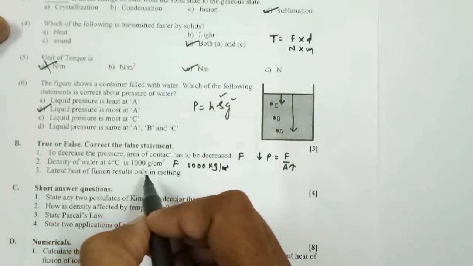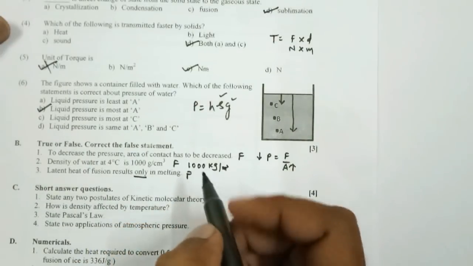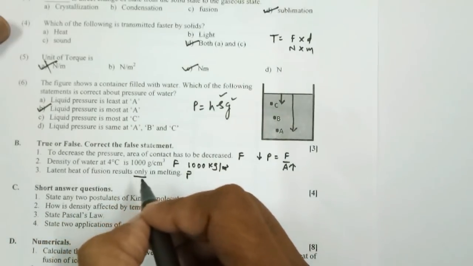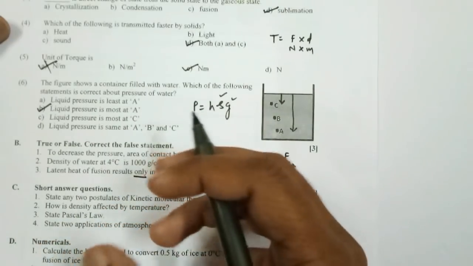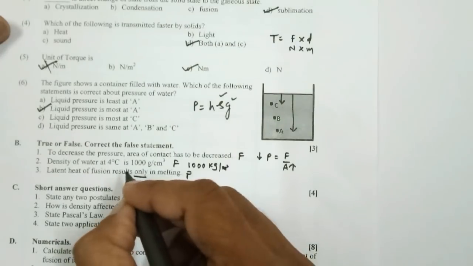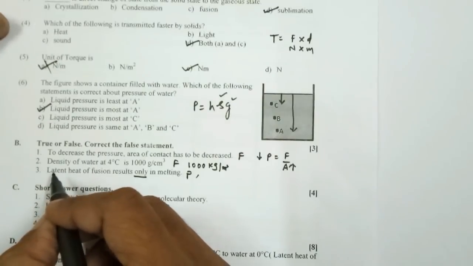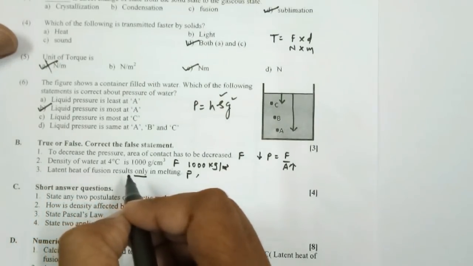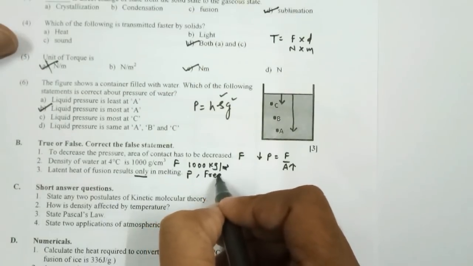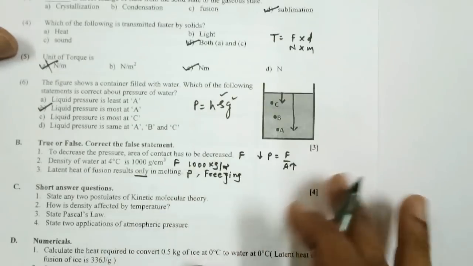Latent heat of fusion results only in melting. That is again false. When you give latent heat, the solid changes into liquid, but when you remove the latent heat, the liquid changes back or freezes back into solid. So it can also be written as latent heat of fusion results also in freezing. So in melting and freezing both.